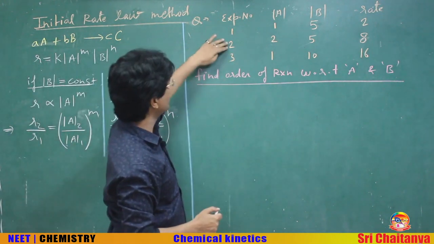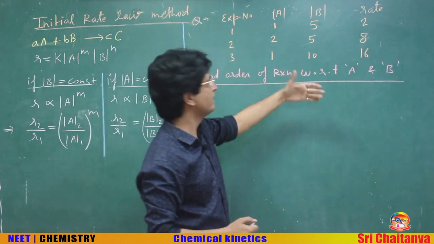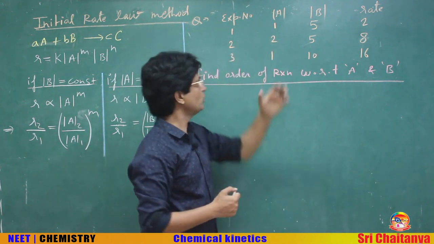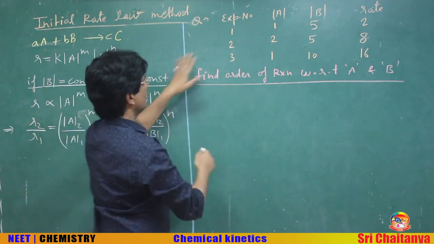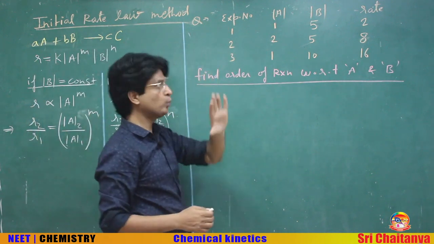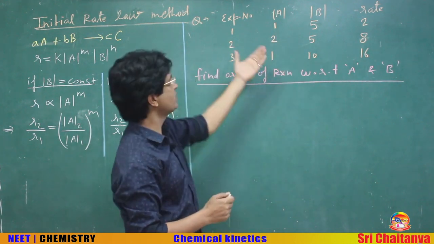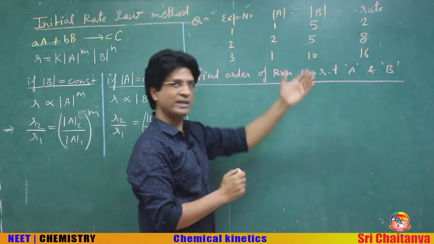Here they will give you 3 experiments. They will change the concentration of A and B and they will give you the rates when they are changing A and B. So to do these questions, do one thing again, just like this: choose any 2 readings where the concentration of A or concentration of B is constant. If concentration of A is constant, the rate will be proportional to B and vice versa.